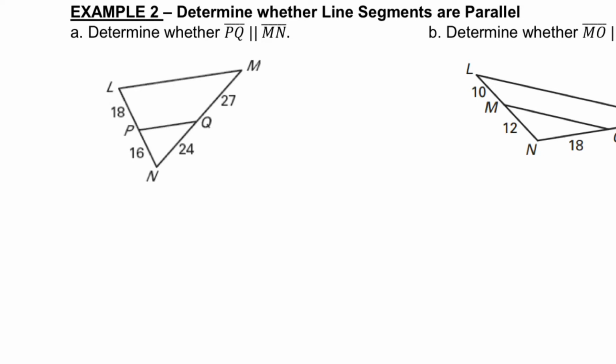So let's set up our proportion. In this one, let's go 16 over 18. That has to equal 24 over 27. If those 2 ratios are equal, then we will know that segment PQ is parallel to segment.